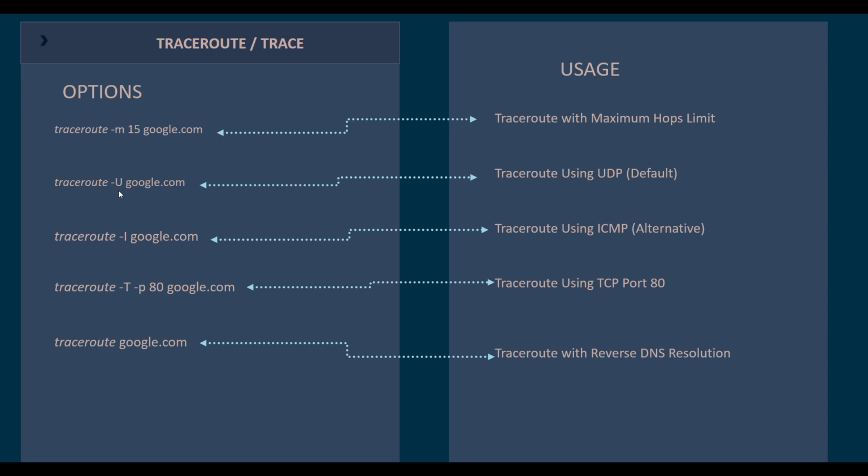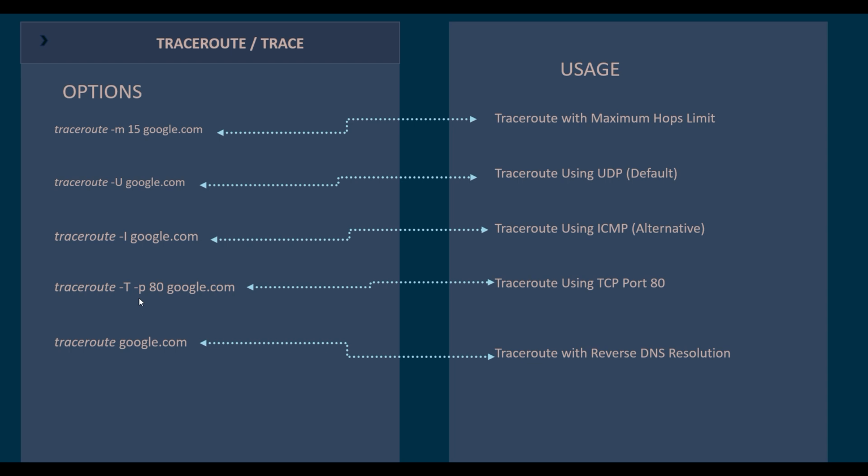By default, traceroute uses UDP. Then we have -I, which uses the ICMP protocol if we pass the I flag. Next we have -T.